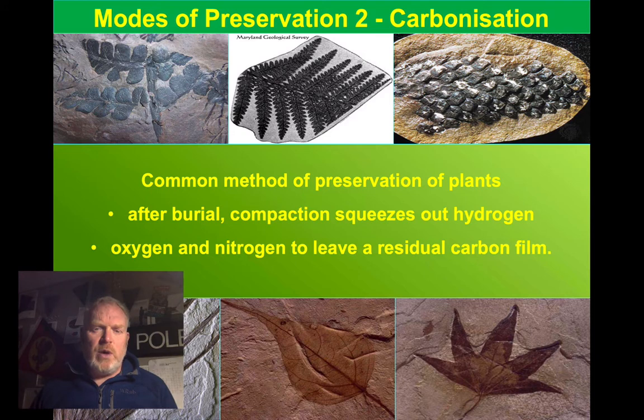There are some other methods as well. This is carbonisation. Now, carbonisation is commonly how plants are preserved. So a plant will get buried in the rock, compaction, a bit of heat, drives off any hydrogen, oxygen, any other water, anything else that might be actually in the plant. What's left is just the carbon. So we end up with this thin black film in the rock, almost like a very tiny layer of coal.